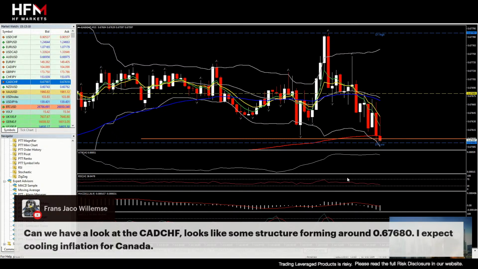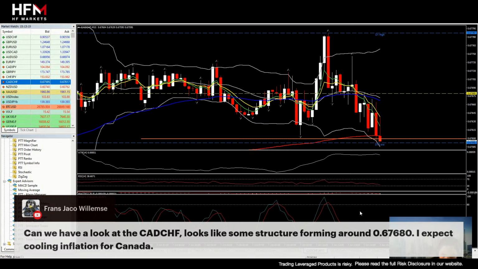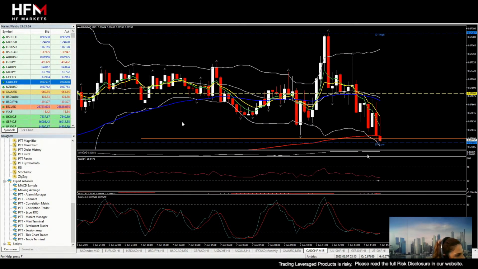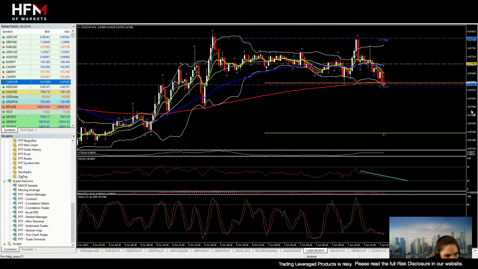MACD extending lower. Stochastic, even though it's already in the oversold area, is looking like it has further steam to the downside. RSI over here provides some consecutive lower lows, also pointing lower and indicating that this near-term decline has not run out of steam yet. Very interesting. However, it's still above its pivot.